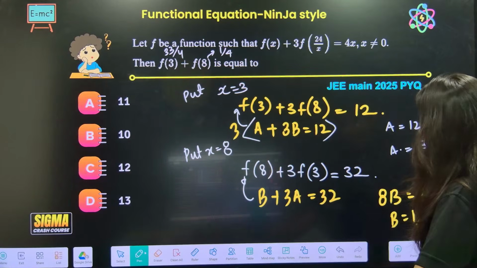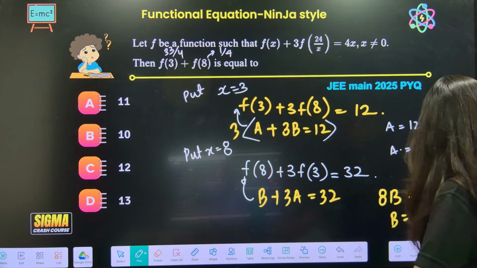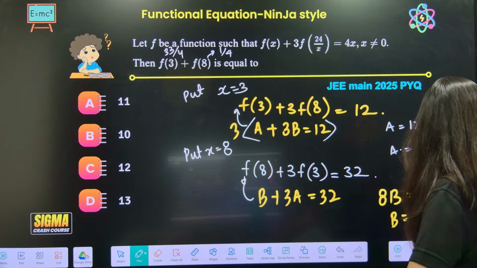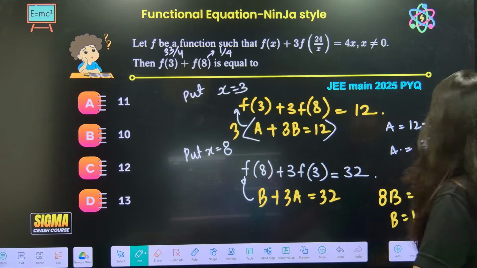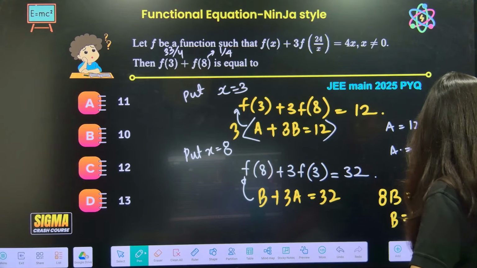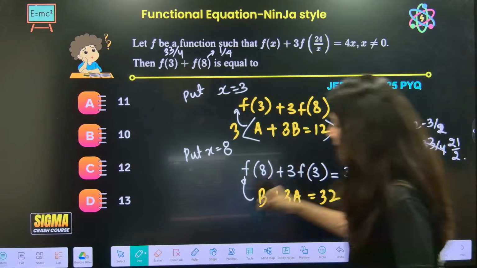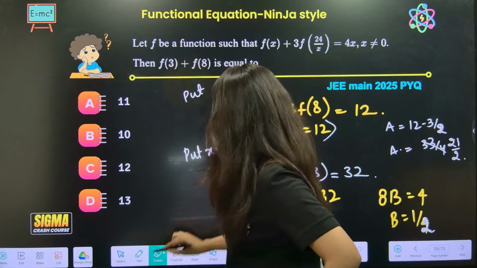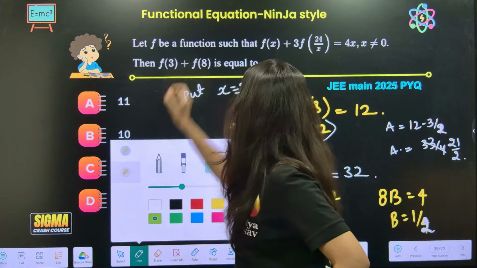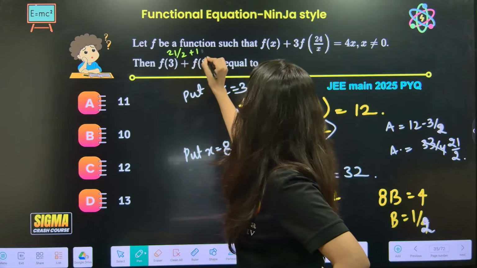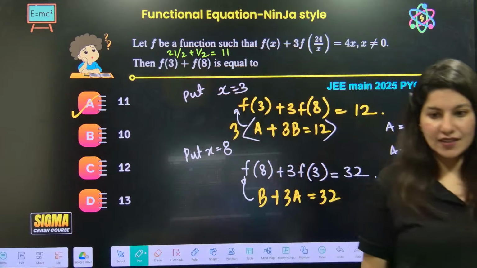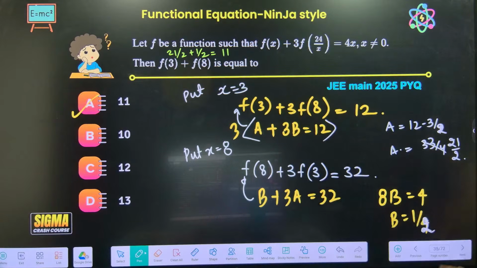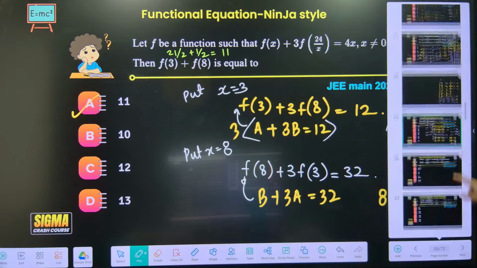Not correct, yeah? b is 1 by 2, no? 1 by 2. Oops. So 3 by 2. So 24 minus 3, 21 by 2. Now it's correct. So it is 21 by 2 plus 1 by 2, 22 by 2, 11. Option A, final answer. Understood the technique? Okay.